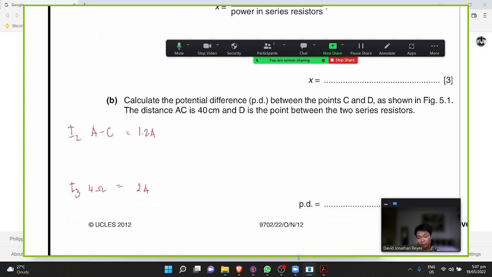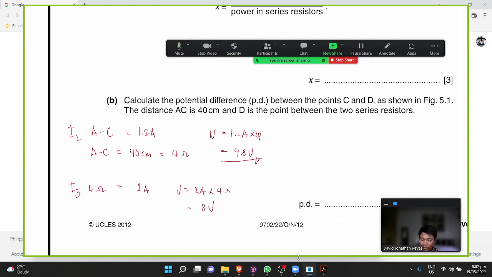From here, we can already solve for the potential difference along that area. A to C, that's 40 cm, which is equal to 4 ohms. So the voltage equals 1.2 amperes times 4, which is 4.8 volts. Then for this one, we simply use the 2 amperes multiplied by the 4 ohms. That gives you 8 volts.